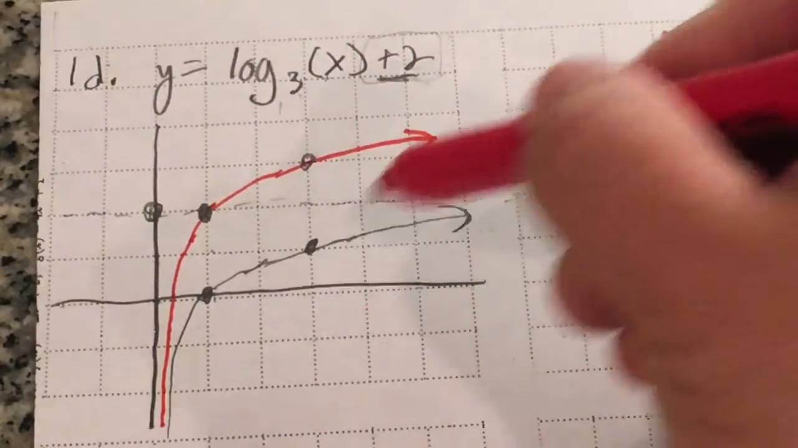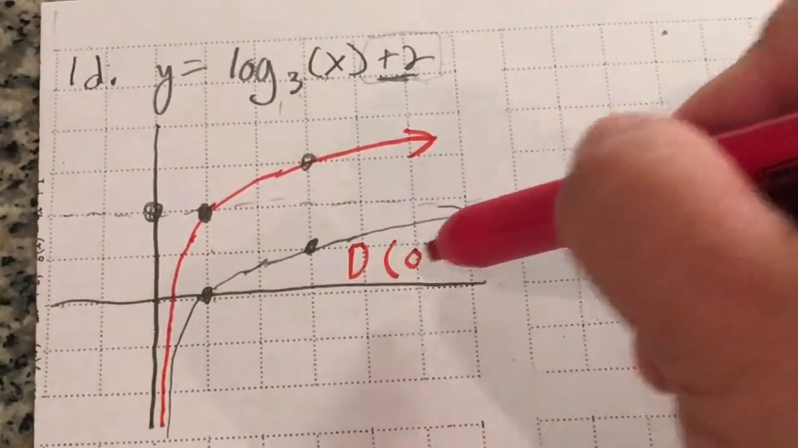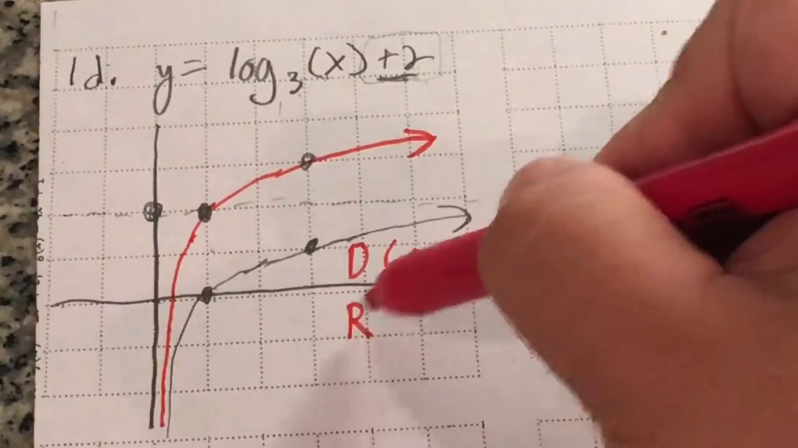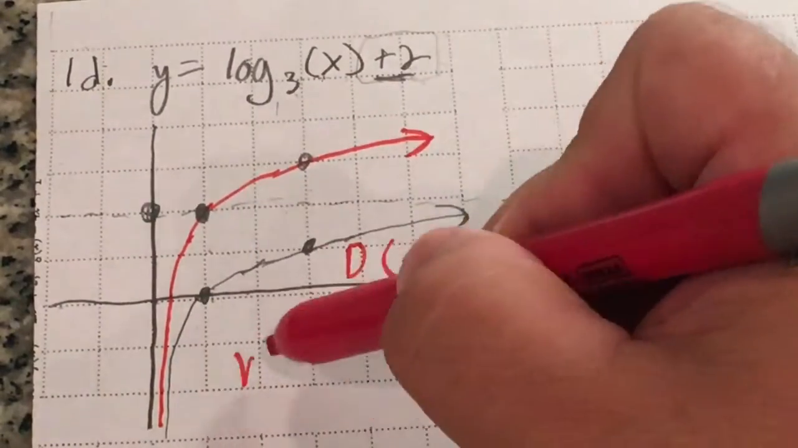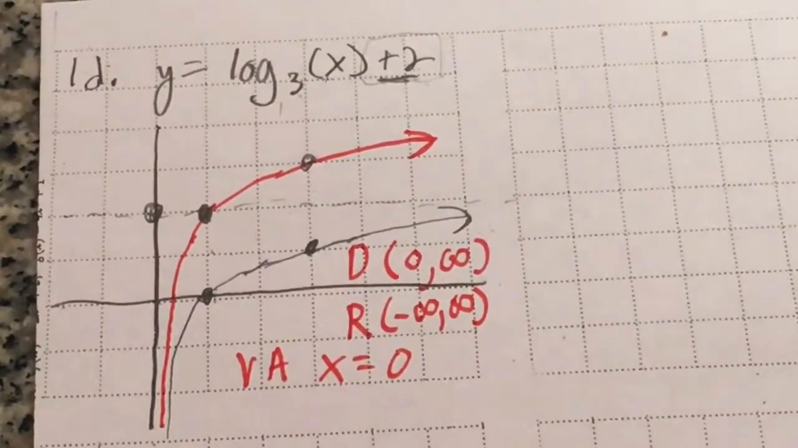out to the right. Its domain is restricted. The domain starts at 0, not included, and goes to infinity. For this, the range is everything, negative infinity to infinity. And we would write the vertical asymptote is x equals 0.